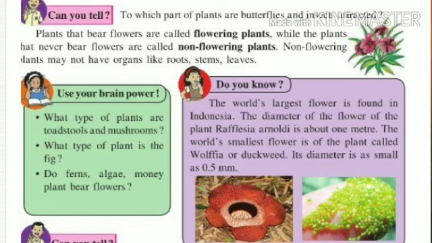Now students, do you know the world's largest flower is found in Indonesia? The diameter of the flower of the plant Rafflesia arnoldi is about 1 meter. The world's smallest flower is of the plant called Wolffia or duckweed. Its diameter is as small as 0.5 mm. Now you can see in this picture both the plants, the largest one and the smallest one.